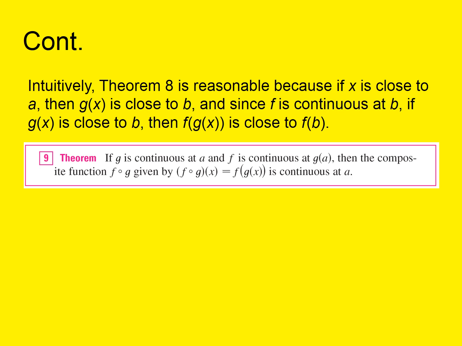Theorem: if g is continuous at a and f is continuous at g of a, okay, here's composition coming, we can feel it. Then the composition f composed with g given by f of g of x is continuous at a. So that's exactly what we would expect.